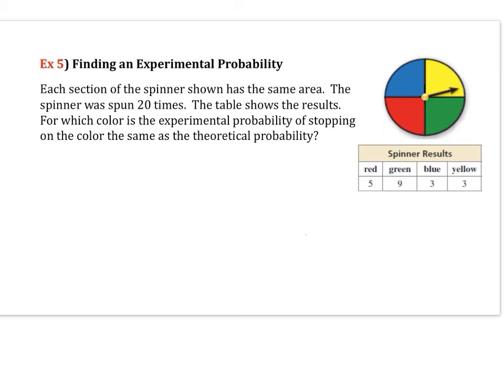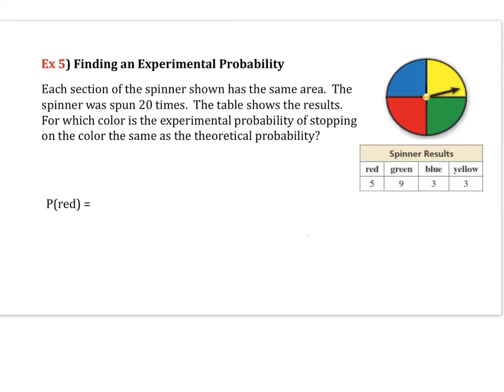So for which color is the experimental probability of stopping on the color the same as the theoretical probability? So we're comparing the two probabilities to find the same. We'll start with finding the probability that we spin and get a red. If we spin and get a red, our results are a 5 in 20 chance. The 20 comes from totaling up the number of times we spun in total. So total is always your denominator. And we got 5 red. So 5 out of 20, give me all the forms: 25% chance of red.